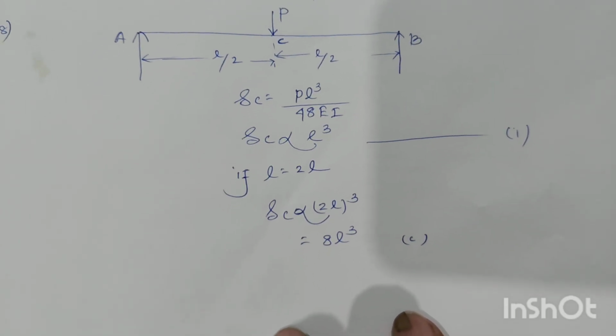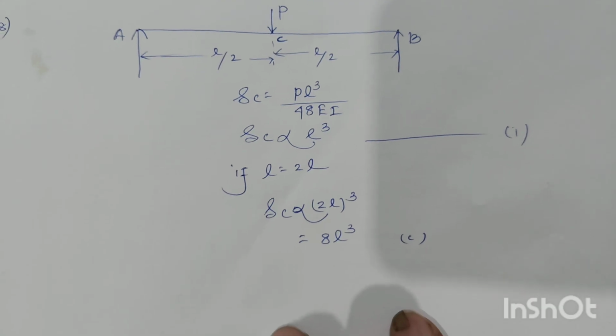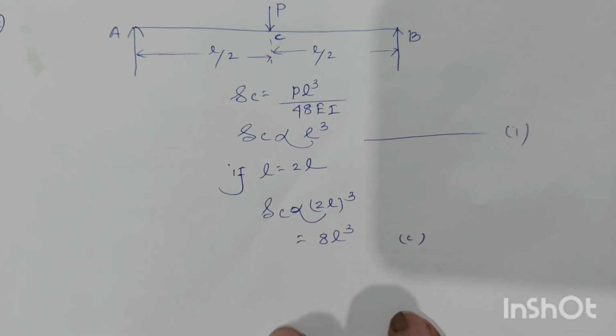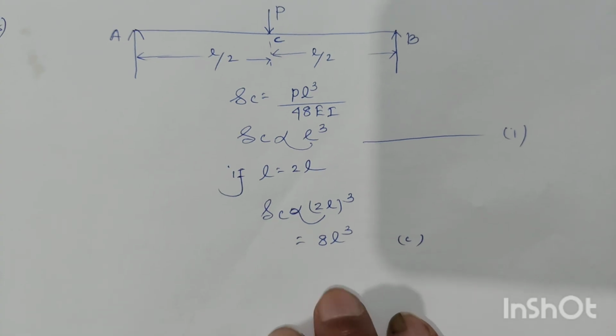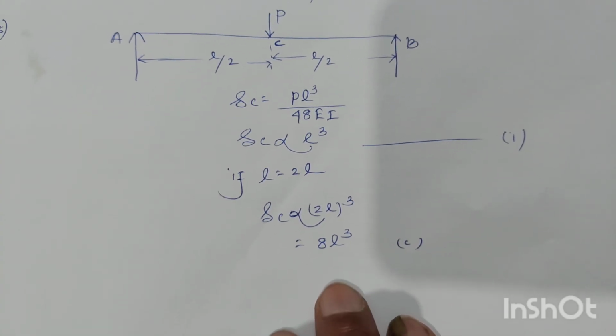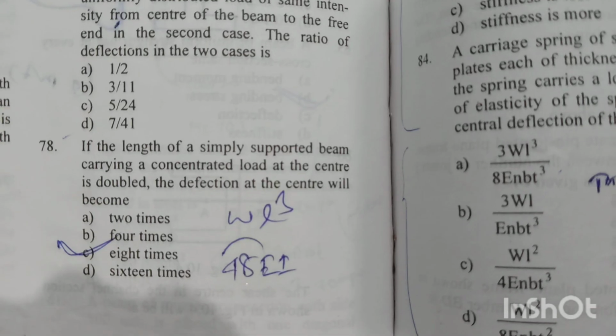Okay. Now if the length of the beam is doubled, then the deflection at the center will be 2L cube. So del C will be 8L cube. That means 8 times. Deflection will be 8 times than before. Option C is right answer.